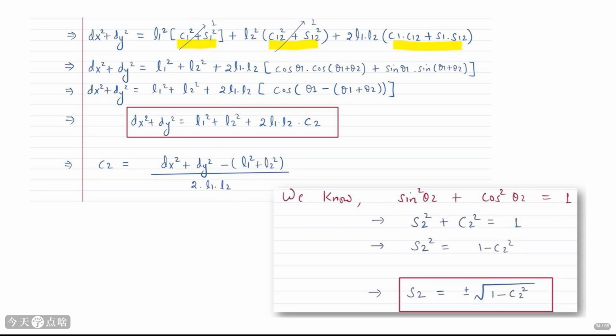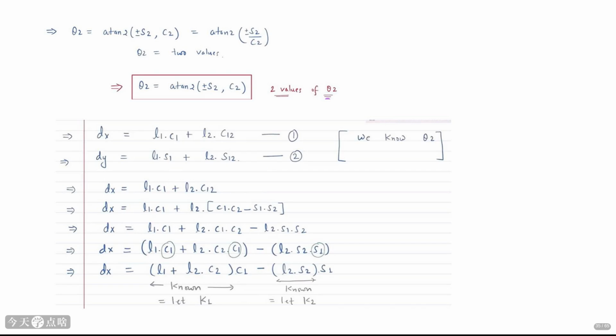Knowing cosine of theta 2, we can find sine of theta 2 using the identity sine squared of theta 2 plus cosine squared of theta 2 equals 1. This gives us sine of theta 2 equals plus or minus the square root of 1 minus cosine squared of theta 2. The plus or minus sign indicates there might be two possible solutions for theta 2. Now that we have sine of theta 2 and cosine of theta 2, we can substitute back into the original equations for dx and dy to solve for theta 1.